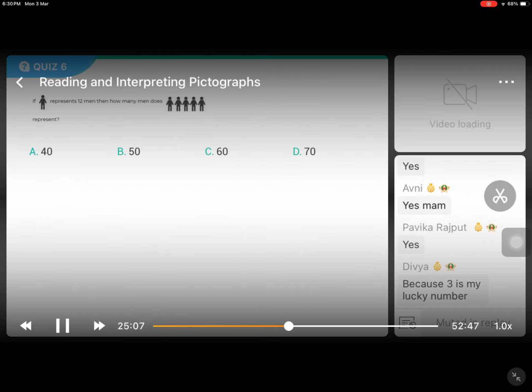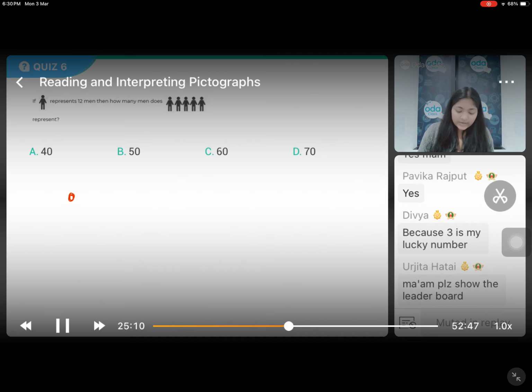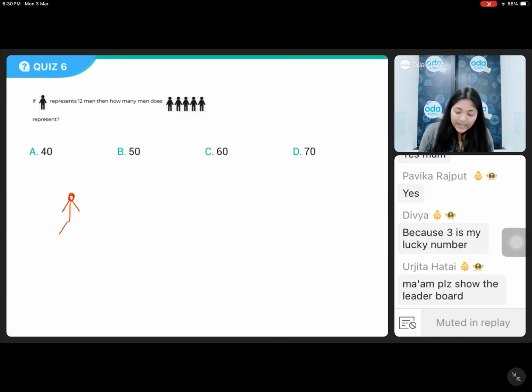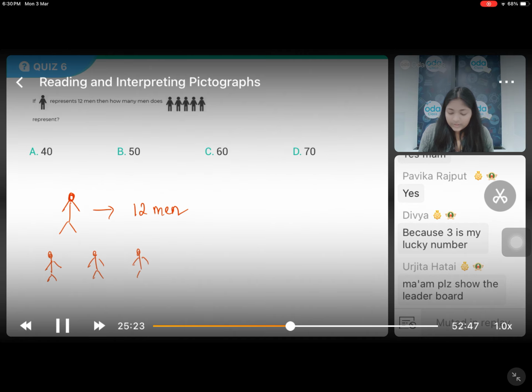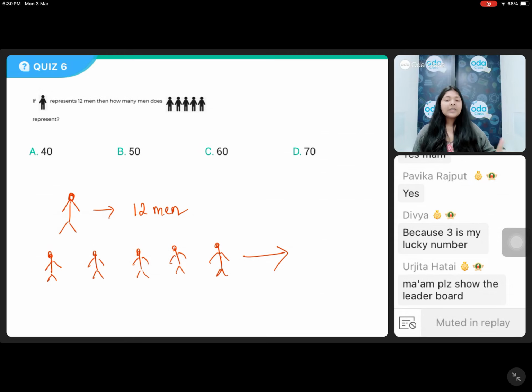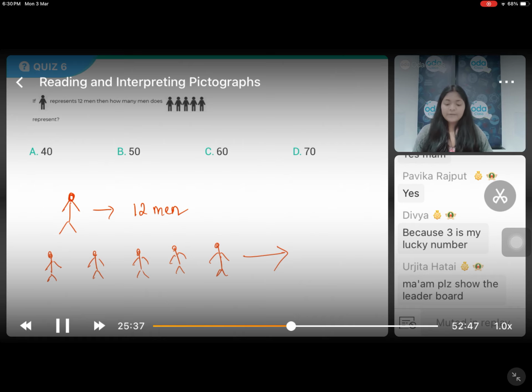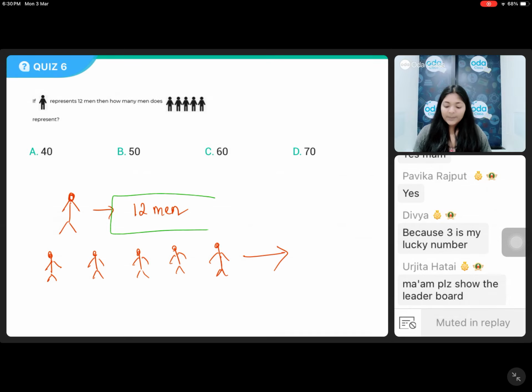Question for all of you. See, one man, just be careful and check. One man, I have drawn it normal, is representing 12 men. So, 5 will represent how many? 1, 2, 3, 4, and 5. If one man is representing 12, so 5 men will represent how many? I'll be giving you all coins for this question. Be careful and get the answer. What will it represent? Quickly try it out.